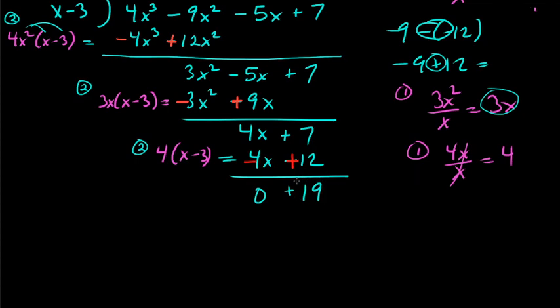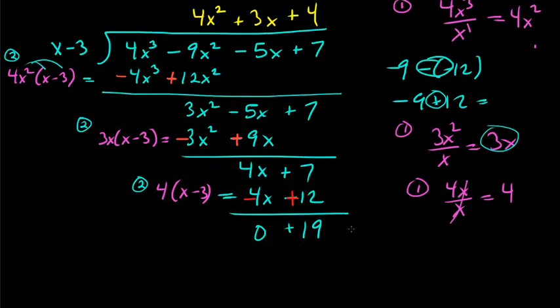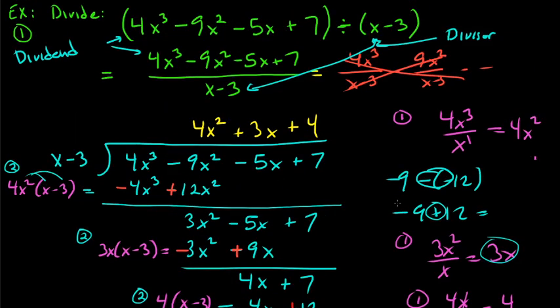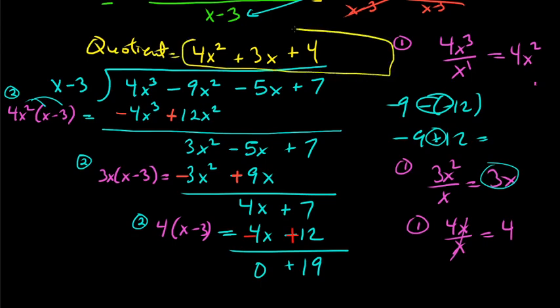Okay, so that's it. Now, there's nothing else to bring down here, so that means we're done. We have our constant here, 19. Once you're down to that, you're done with the division. So what's the answer? Well, what I have up here in yellow, this is the quotient, so that's the answer. However, we have a remainder. The remainder is 19.